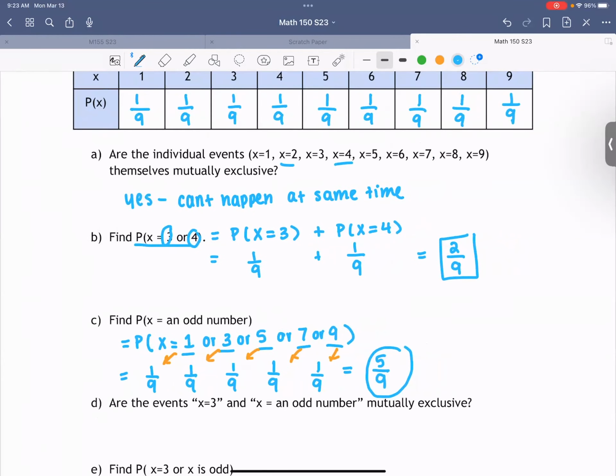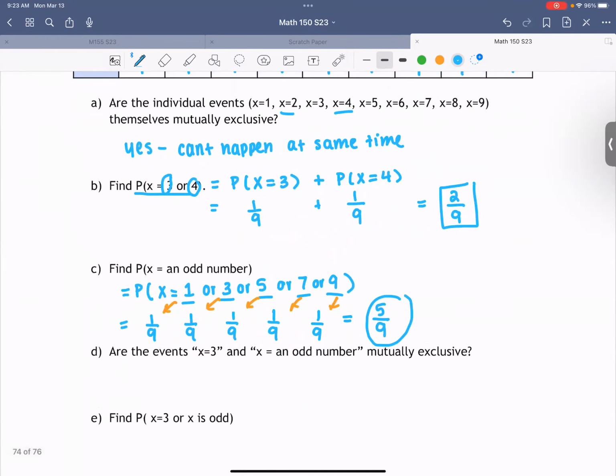All right, let's do something a little bit harder. This one asks us, are the events x being 3 and x being odd mutually exclusive? No, right? Because those things can happen at the same time. If I get 3, it's definitely going to be odd. Those two things happen at the same time. So this answer is actually no. These can happen at the same time.